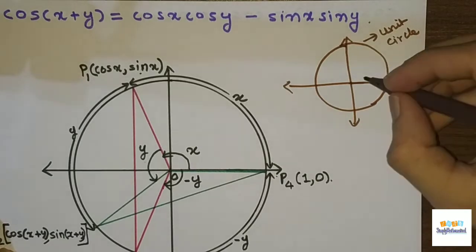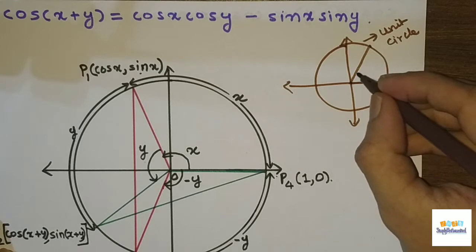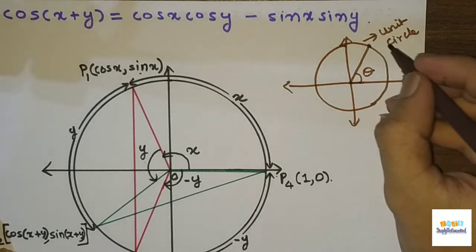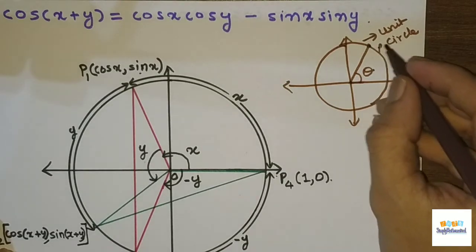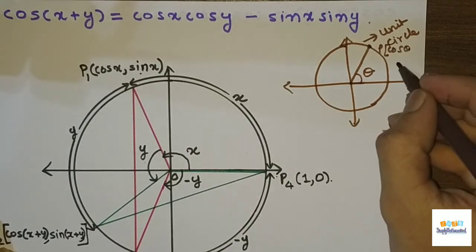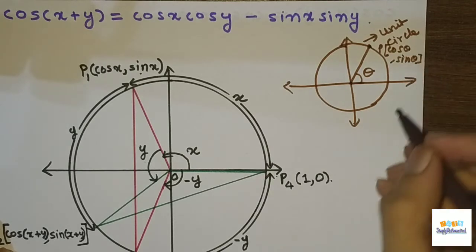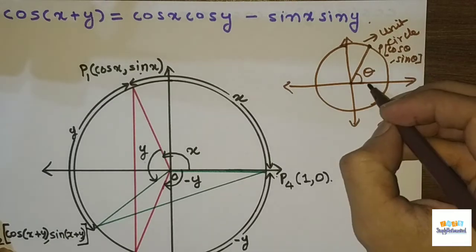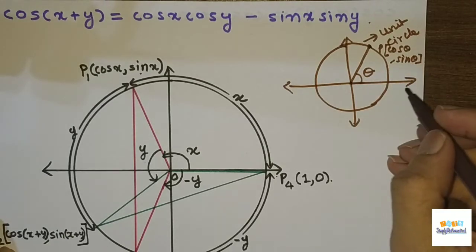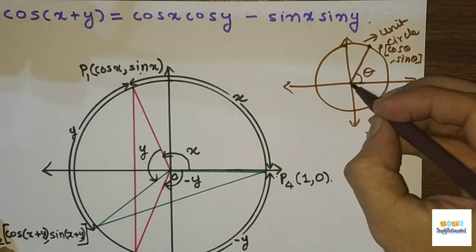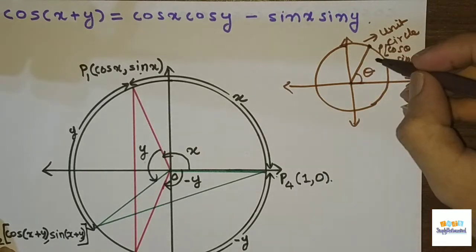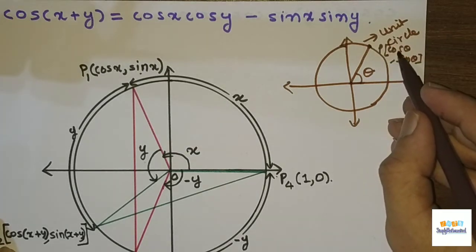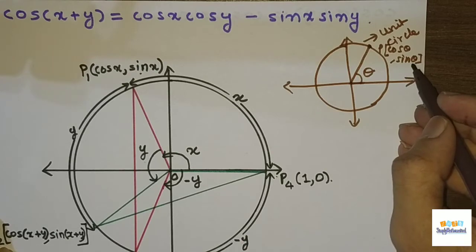Then suppose you have an angle here, let us call it theta. Then this point on the unit circle will be nothing but P (cos theta, sin theta). So the coordinates of the point are cos of theta and sin of theta. Whenever you have an angle, you will get a point on the unit circle, and that point will have the coordinates cos theta comma sin theta.